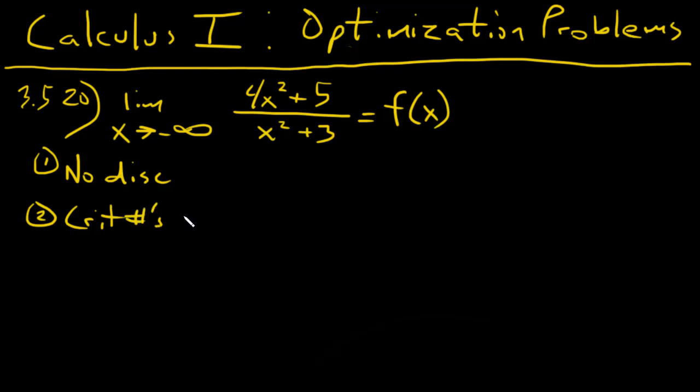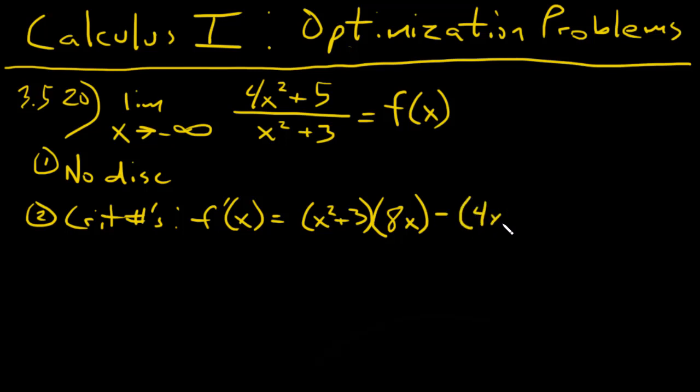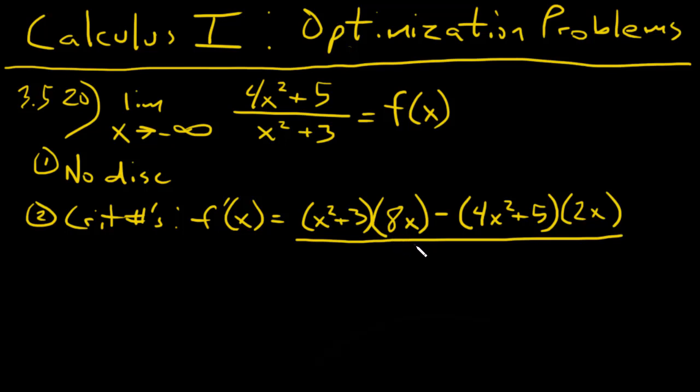Then we go to step 2 for the critical numbers. And for the critical numbers, what do we need to find? Yes, f prime of x. So that's going to be the derivative of what we have above, and that is definitely going to be a quotient. So we're going to start off with the bottom, x squared plus 3, times the derivative of the top, which is just going to be 8x, minus the top, untouched, 4x squared plus 5, times the derivative of the bottom, which is going to be 2x. And then all of that is going to be over the bottom squared, so quantity x squared plus 3 squared.